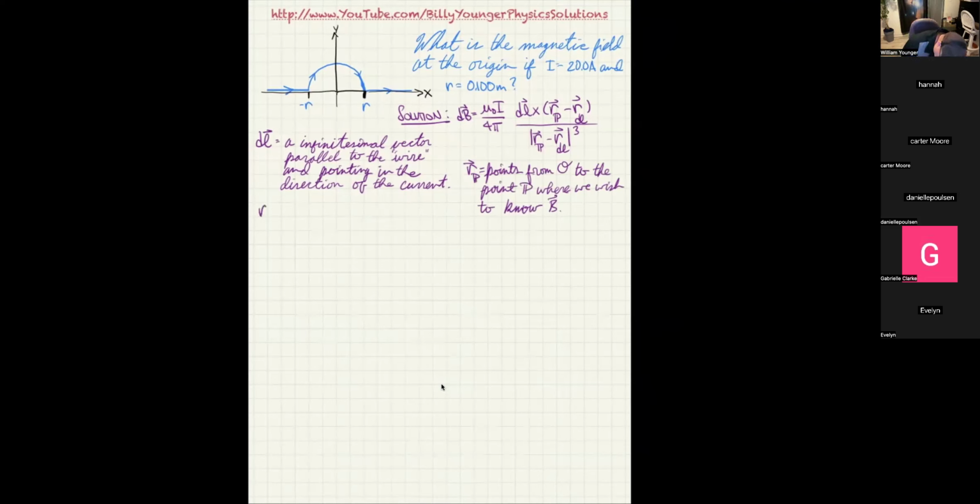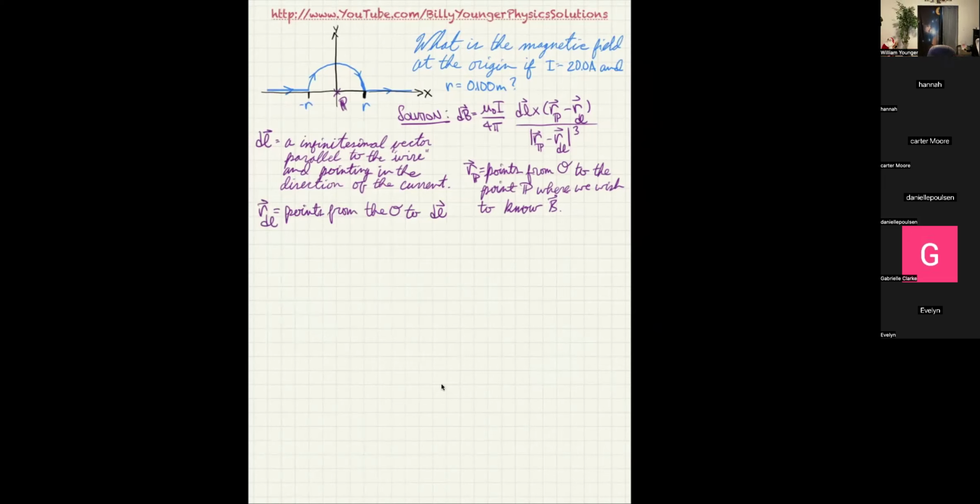And then we have R dl. This one points from the origin to dl. Okay, so with all that in mind, we should be able to go ahead and figure out what's going on. I'm going to say this right here is the point P. So we should all be on the same page with that.